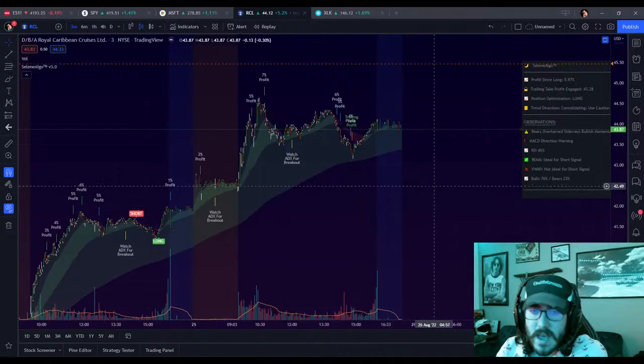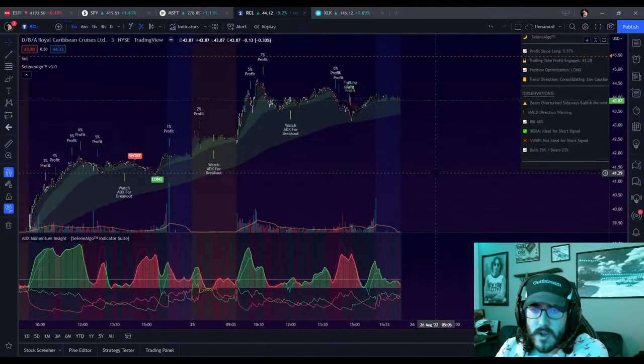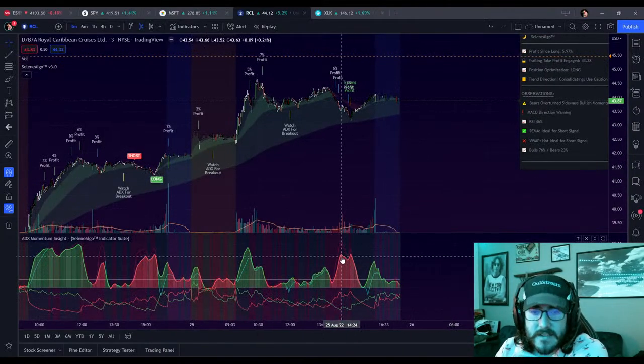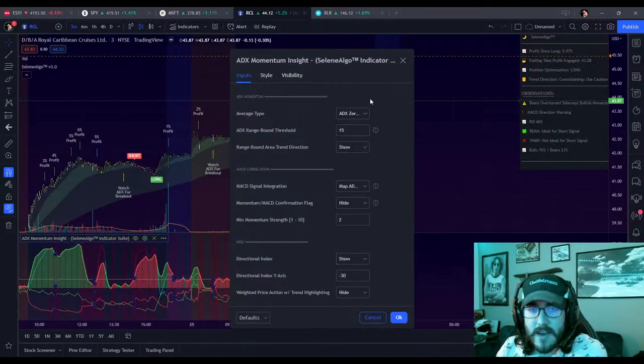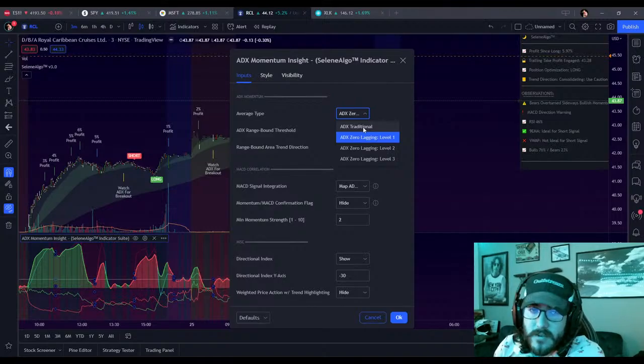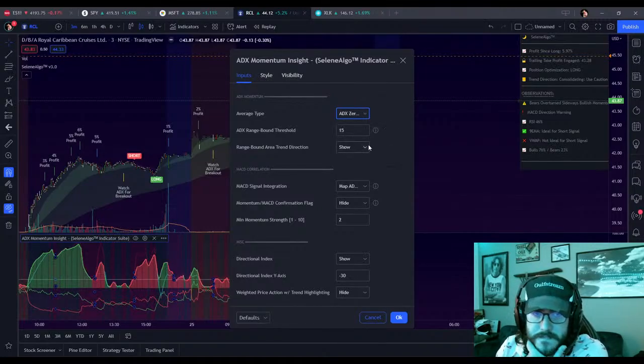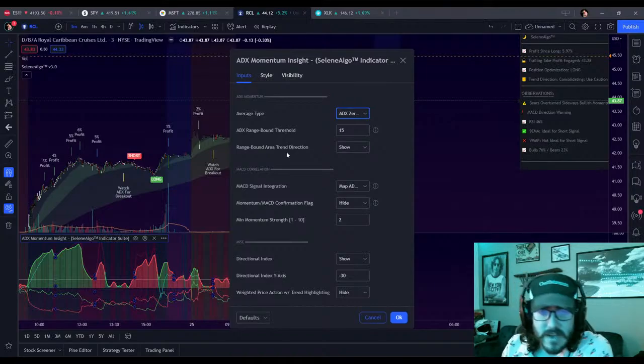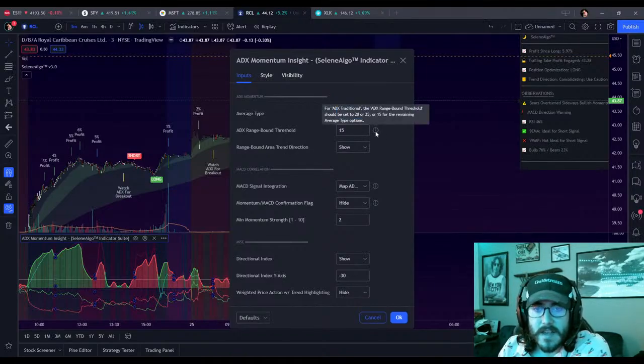But before then, we're going to pull up our ADX, and we're going to look at that. So ADX, as far as what's in it, we have 3 different levels, actually 4 different levels for the ADX. So we have 3 different levels for zero lagging. My favorite is going to be level 2. And then we also have range-bound thresholds, range-bound area. This is a little more advanced stuff if you guys know. Awesome if you don't. That's all right. We have a little bit of info right there for you.